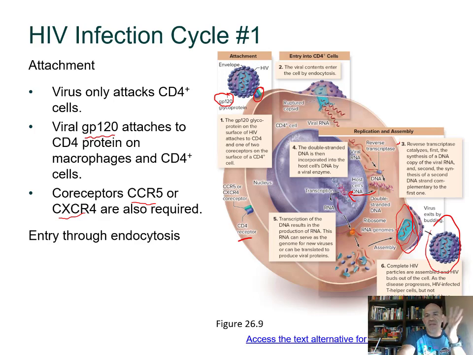So that process of replication is a good example for showing how a retrovirus works. That's exemplified by the HIV virus.